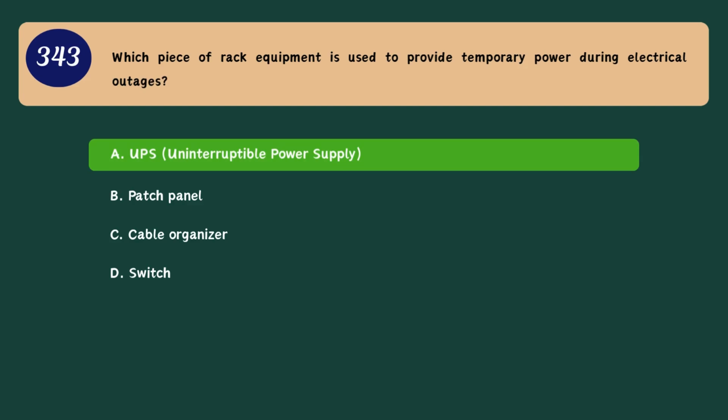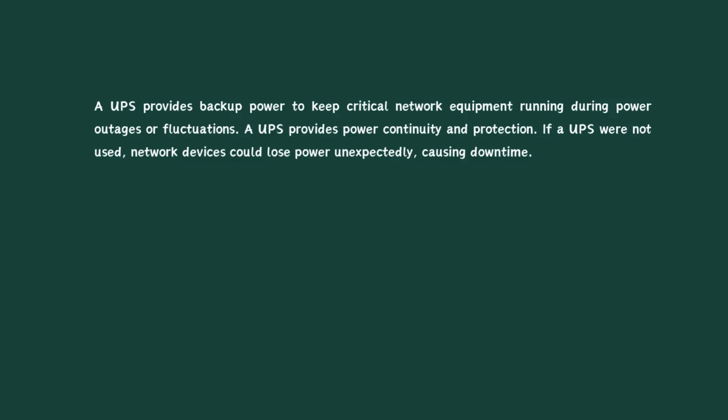Correct answer. A. UPS, uninterruptible power supply. A UPS provides backup power to keep critical network equipment running during power outages or fluctuations. A UPS provides power continuity and protection. If a UPS were not used, network devices could lose power unexpectedly, causing downtime.